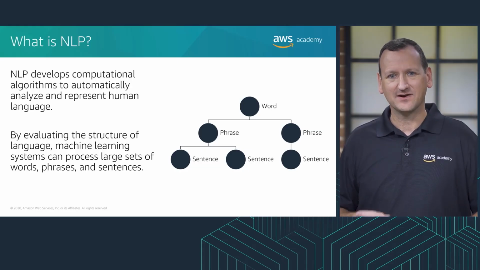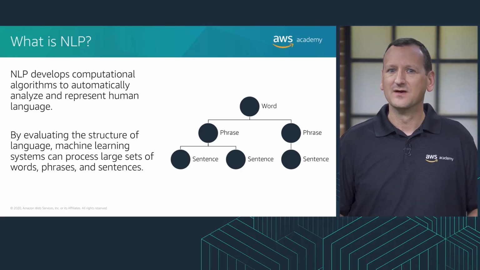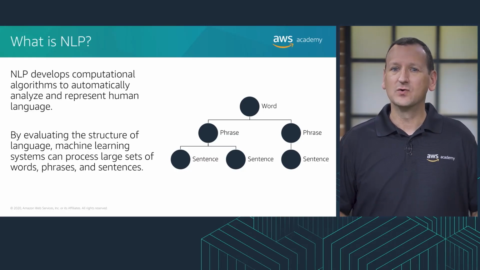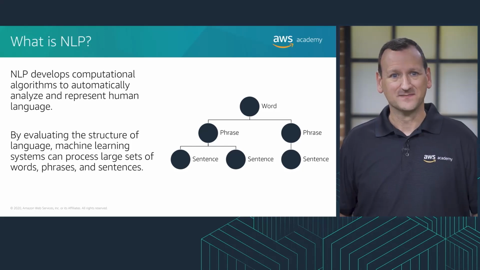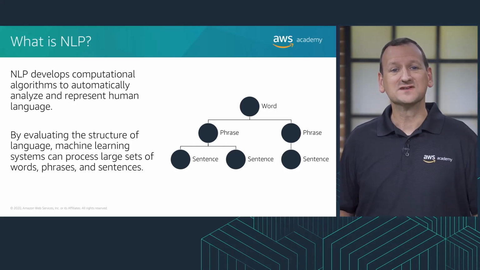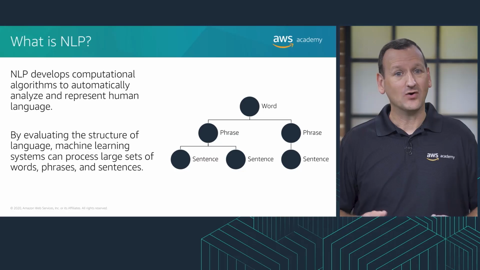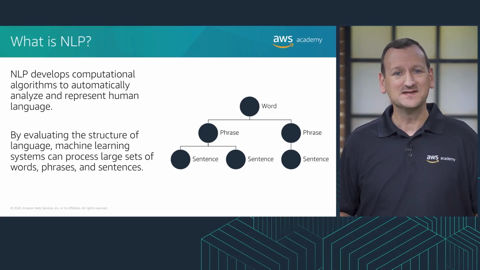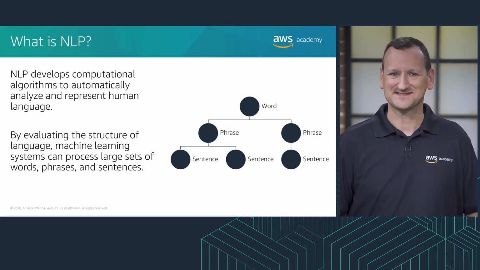NLP considers the hierarchical structure of language. Words are at the lowest layer in a hierarchy. A group of words make a phrase. In the next level up, phrases make a sentence. And ultimately, sentences convey ideas. NLP systems face several significant challenges. We'll look at its challenges next.